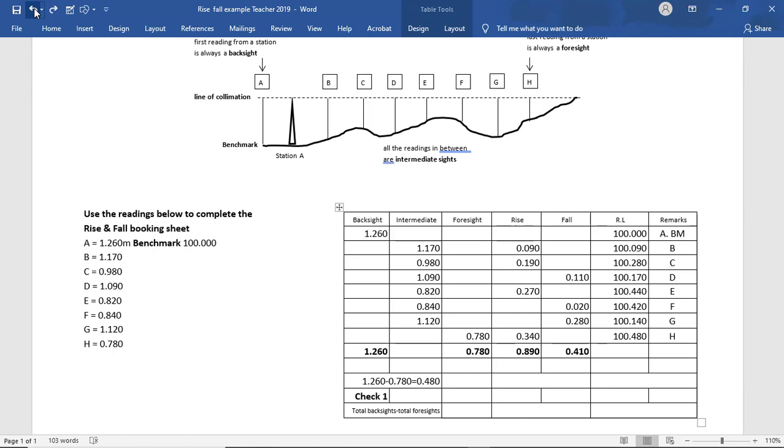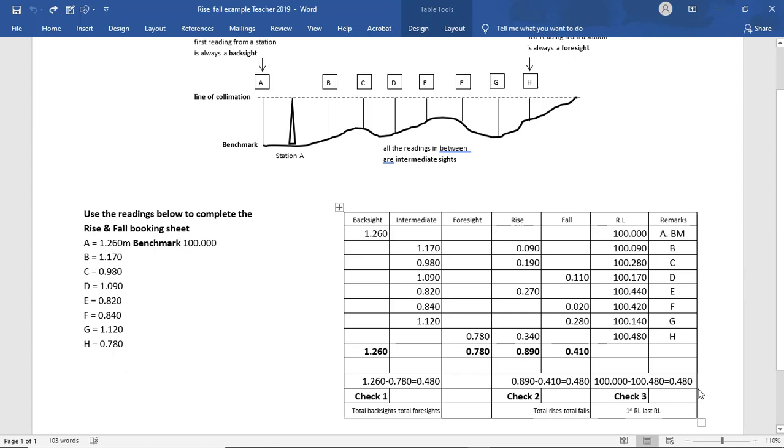0.480. Our second check is total rises minus total falls, and our total rises is 0.890 minus 0.410, and that gives us the same figure, 0.480. So that's great, no mistakes yet. Then our last check is first RL minus the last RL, and our first RL is 100. Our last RL is 100.48, so that gives us the same figure.